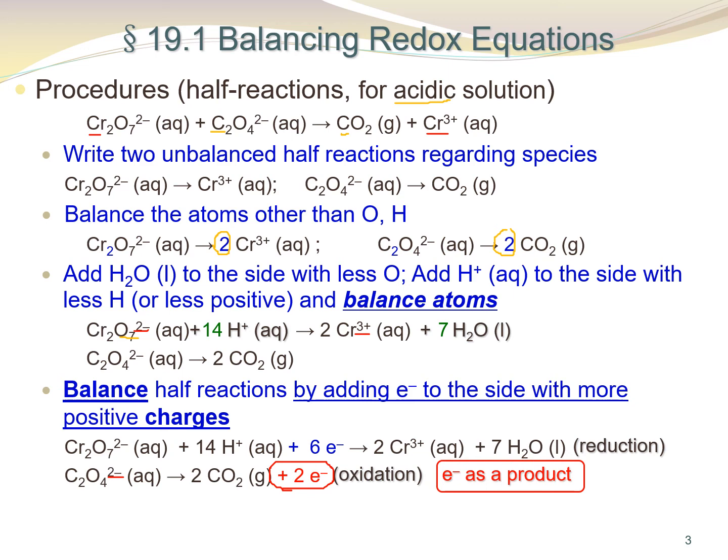One last thing I'd like to point out before we leave this slide. For an oxidation reaction, electron should be labeled as product. Always keep that in mind, because remember, we do not use minus in any part of our chemical equations. Electron as product is for an oxidation reaction.